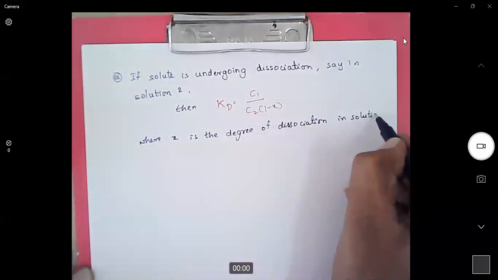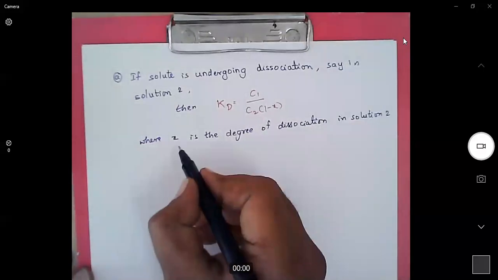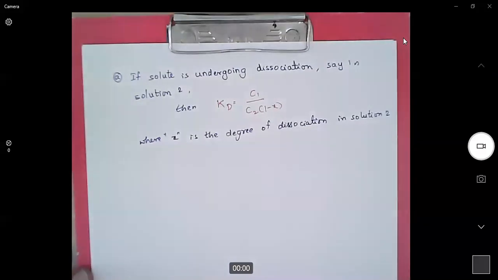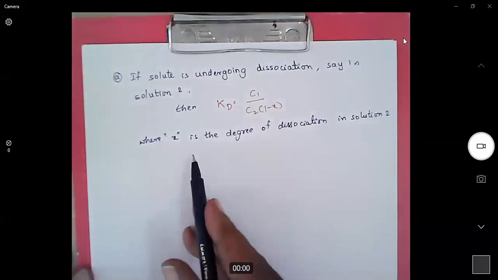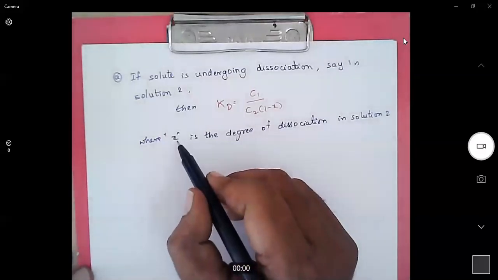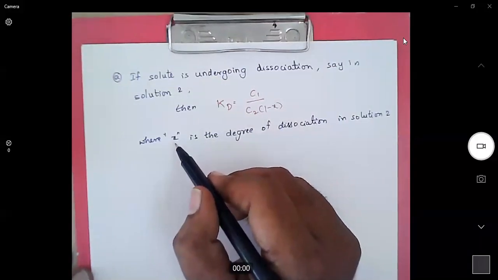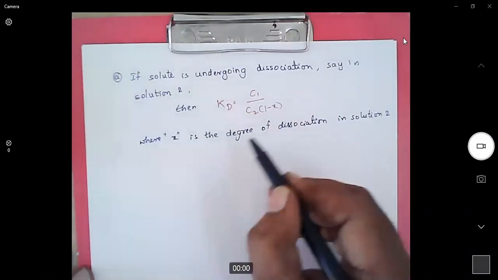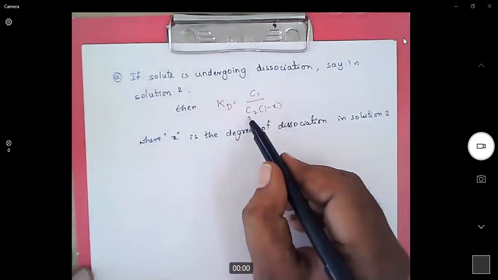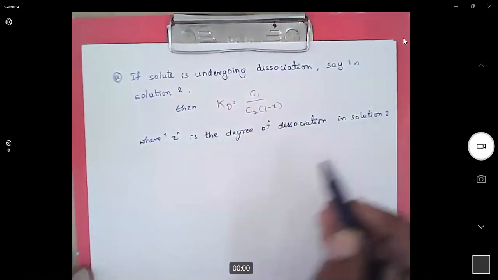What is degree of dissociation? How many molecules are breaking, that we measure in terms of degree of dissociation. It is in terms of percentages. When we convert into numbers, it will be less than 1. So 1 means 100%; if X is 20%, then it is 0.2. If it is 30% degree of dissociation, then it is 0.3. So 1 minus X will be added to solution 2 because the solute is undergoing dissociation in solution 2.